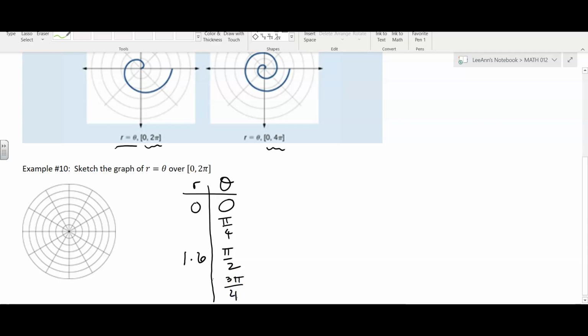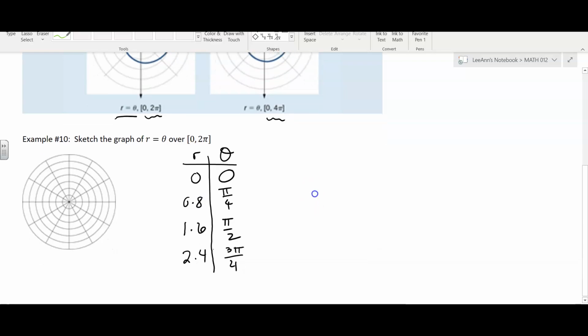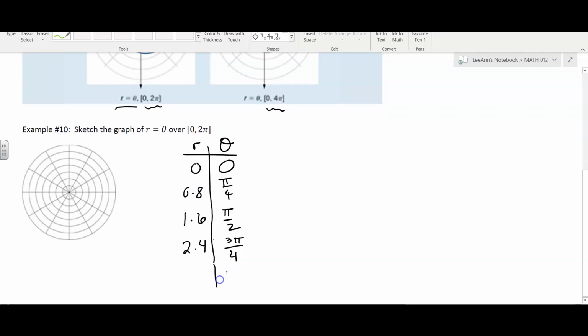And then maybe I want 3 pi over 4. And so I can put that in my calculator and just go 3 pi divided by 4, and that's going to be about 2.4. I didn't do pi over 4, so let me see what that is. Pi divided by 4 is 0.8, and then 2 pi would be 6.2. So I'm just getting some points here so I can graph them.